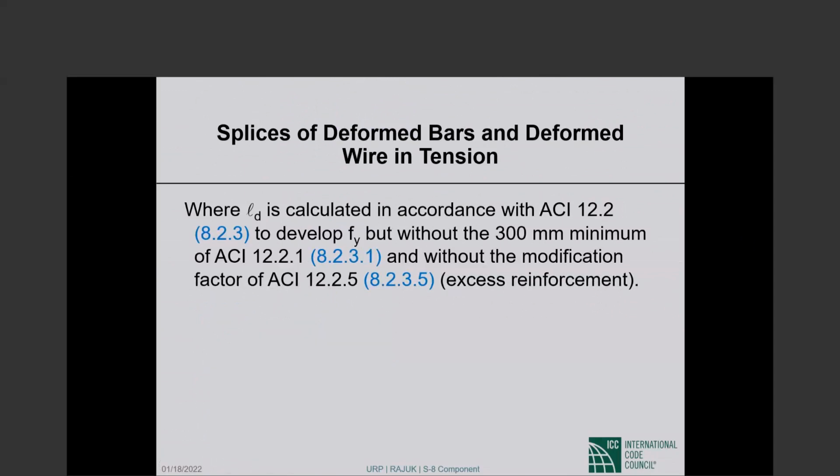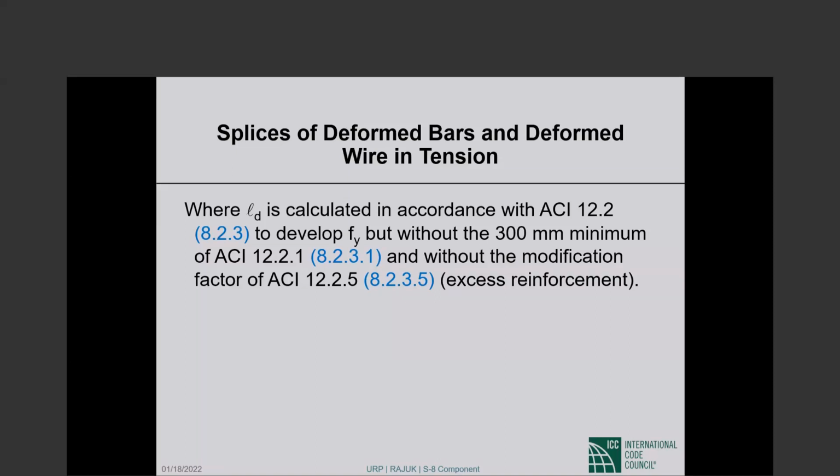The development length itself had a minimum on it of 300 millimeters, 12 inches. So if it is a class B splice and the splice length is 1.3 times development length, the minimum will apply on the splice length, not on the development length. So we are saying that when you calculate the development length, forget about the 300 millimeter minimum on it. It's the calculated development length that we want.